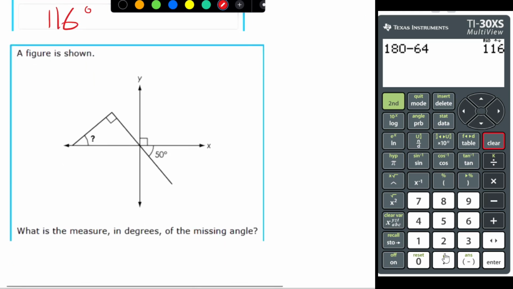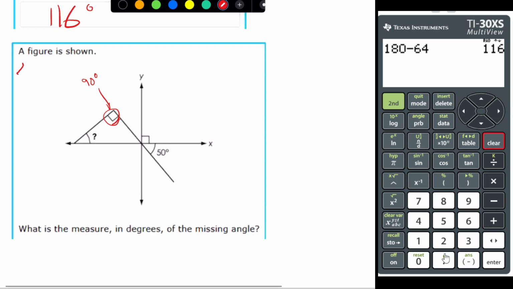A figure is shown. What is the measure in degrees of the missing angle? Okay. So there is a lot happening here. And this is even taking me like a mental second to look at this. So here's what we know. We know this is a right angle. So this is 90 degrees. We know that a triangle has 180 degrees in it. Okay? So we know that this angle and this angle will add up to 90.